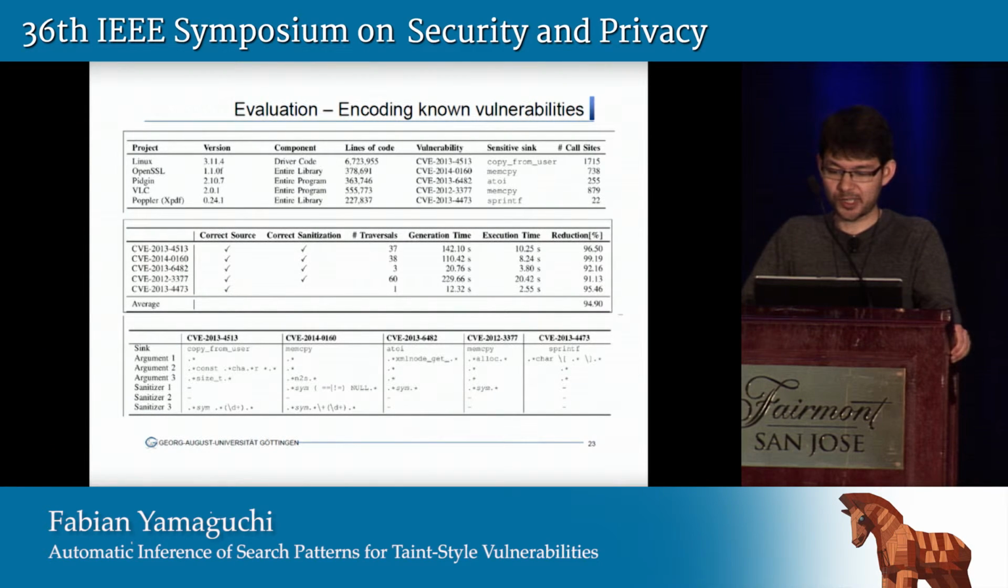We used different code bases and always specified a sink. And in each of these code bases, we had a vulnerability, a Taint-Style vulnerability, and we wanted to see whether we could determine the correct sources and the correct sanitizers. And in all but one case, this worked out well. And the reduction that we got was, on average, 94.9%. Now, what you can see down here is a table showing some of the regular expressions that were automatically generated by the system. You can take a look at this in the paper in detail.